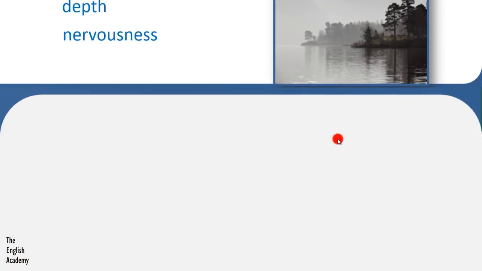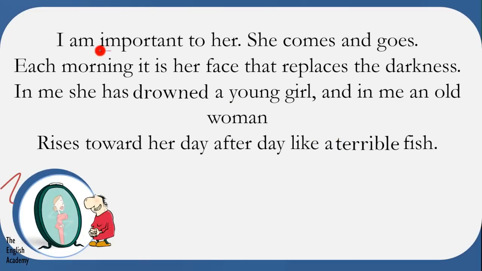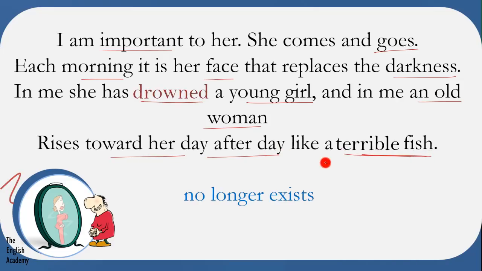Now we move on to the next stanza. I am important to her. She comes and goes. Each morning it is her face that replaces the darkness. In me she has drowned a young girl, and in me an old woman rises toward her day after day like a terrible fish. Now over here the word drowned means no longer exists. It does not mean that someone has actually drowned in the mirror, but something which does not exist any longer.